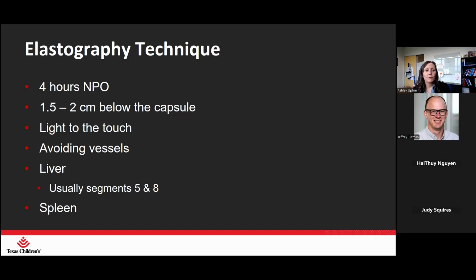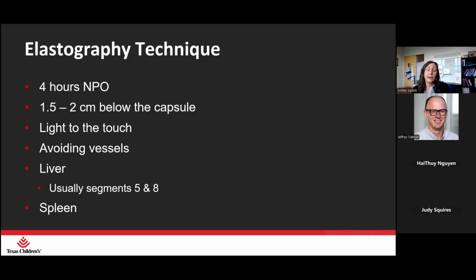It's important to also avoid the capsule. So we scan at least 1.5 to 2 centimeters below it. The tissue is actually stiffer closer to the capsule. We have to be careful not to push too hard with the probe whenever we're doing these scans, because we can actually make the tissue stiffer just from extrinsic compression.